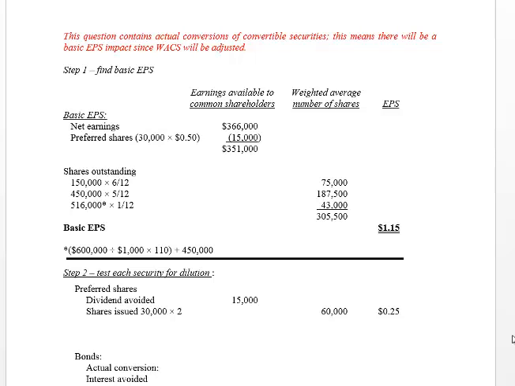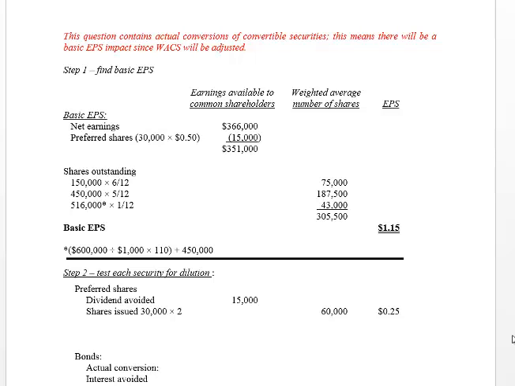Hi folks, welcome to this video on calculating basic and diluted earnings per share when there are actual conversions. In this question we have two convertible securities, bonds and preferred shares. You'll notice that the preferred shares were never converted, but the bonds were. The bonds were converted in the 11th month, at December 1st.